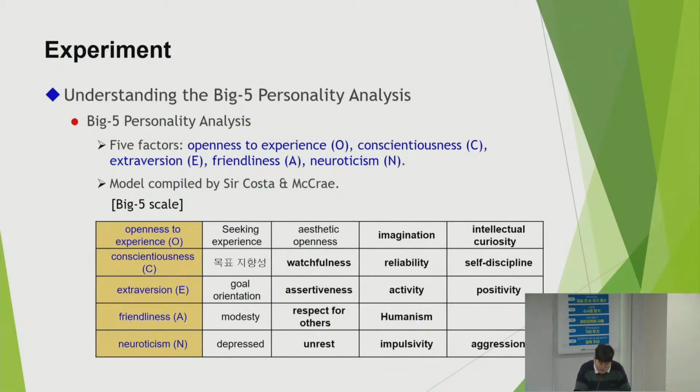First, before I get into the experiment, let me briefly explain the Big Five personality analysis. It is a model compiled by Costa and McCrae. It is currently the most widely accepted personality theory in the field of psychology. The table below shows the criteria used to find each element of the Big Five.